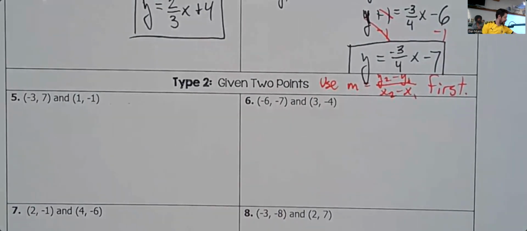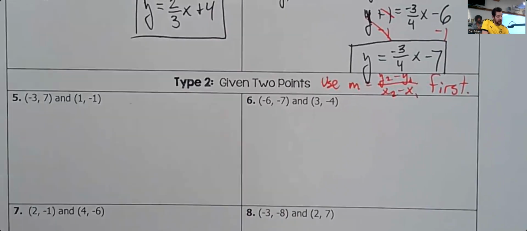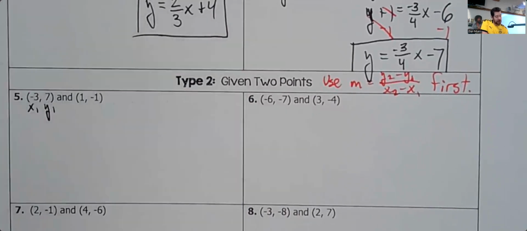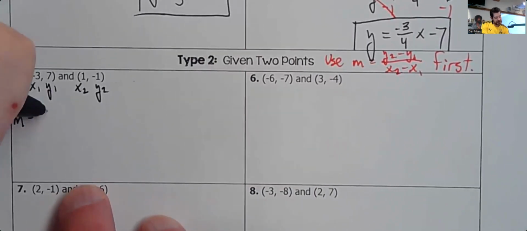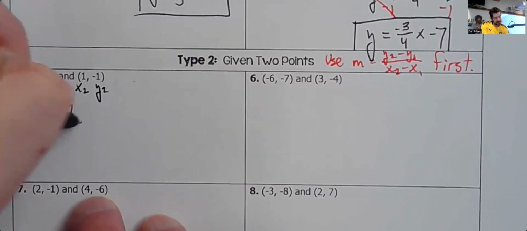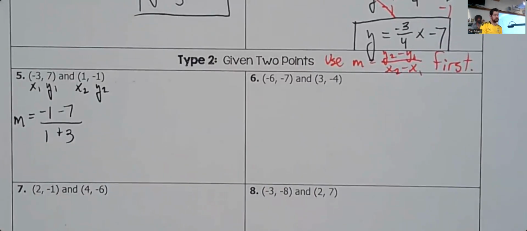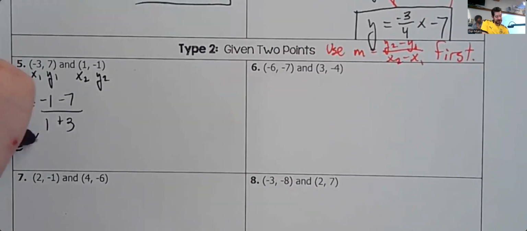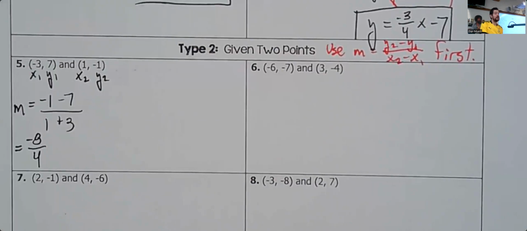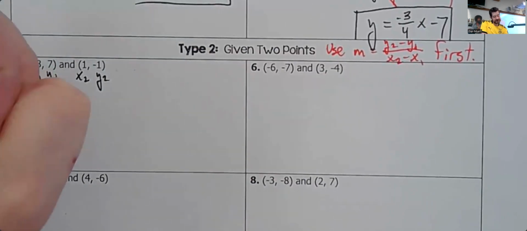All right. So here we go. Number 5. We got x1, we got y1, we've got x2, and we've got y2. And then we're going to use the slope formula just like we did 2 days ago. So we're going to say m is equal to negative 1 minus 7 over 1 minus negative 3, or 1 plus 3. That's fine. And let's see, that's going to be negative 1 minus 7 is negative 8. 1 plus 3 is 4. Negative 8 divided by 4 is negative 2.